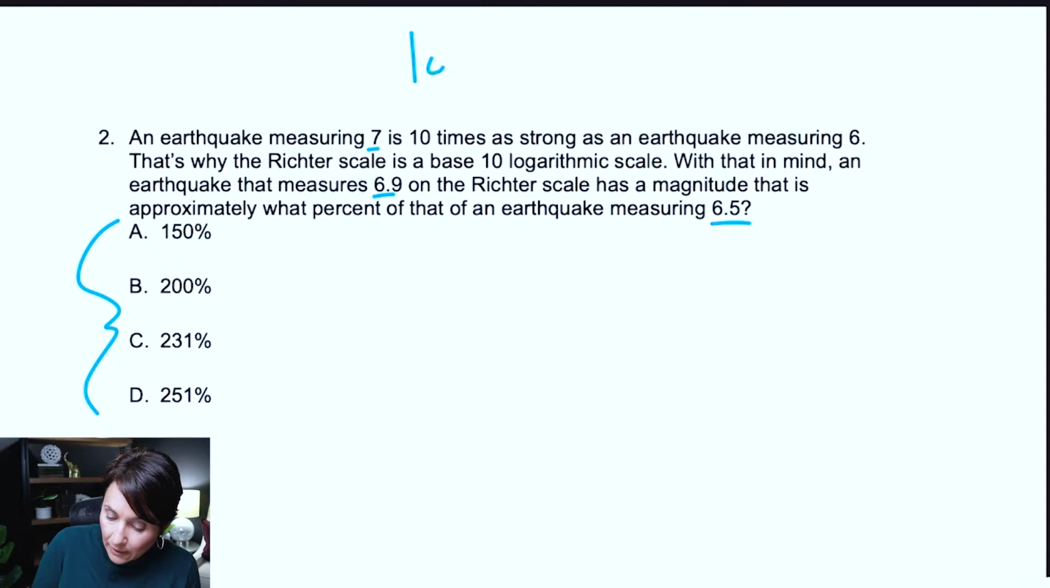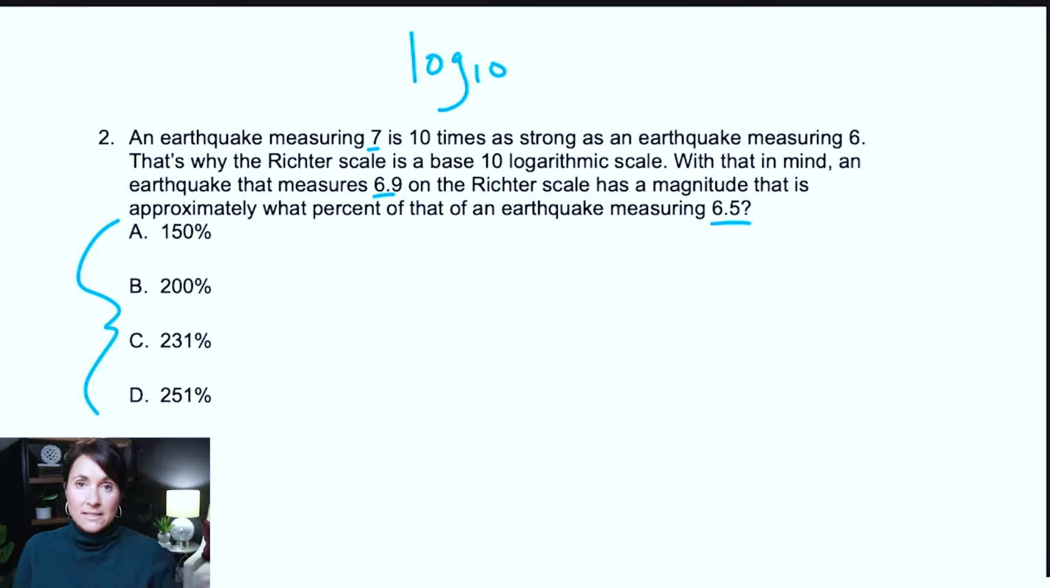Remember I told you that base 10 is like the default for logarithms, okay? So the Richter scale is a base 10 logarithmic scale. And again, that's because a Richter scale of a 7 and a Richter scale of a 6, the 7 is 10 times as strong. So it goes in increments of 10. With that in mind, an earthquake that measures 6.9 on the Richter scale has a magnitude that is approximately what percent of a 6.5.